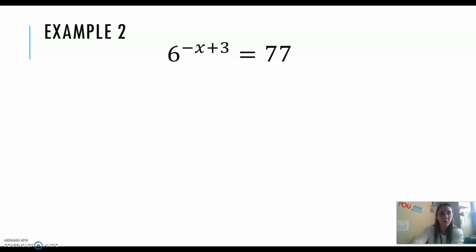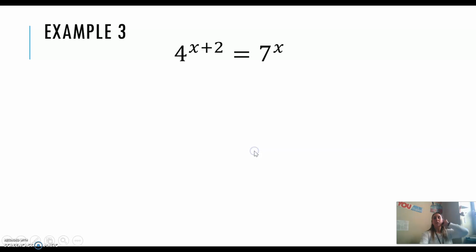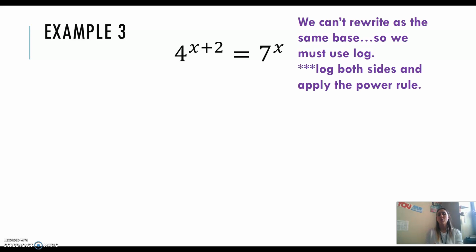Go back. There we go. All right, so now we're going to do this one. We have example 3. Can we write 4 and 7 as the same base? We cannot. And since we cannot, we are going to have to take the log of both sides. So we are going to take the log of both sides and apply the power rule.